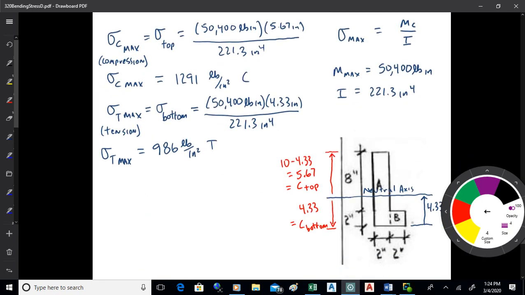So the stress at the bottom: 50,400 times 4.33 this time, because we're going to the bottom, divided by 221.3, 986. Right. So that's basically how you do that. You just find M, you find C, you find I, and you plug them in.